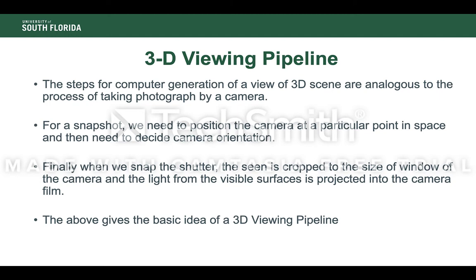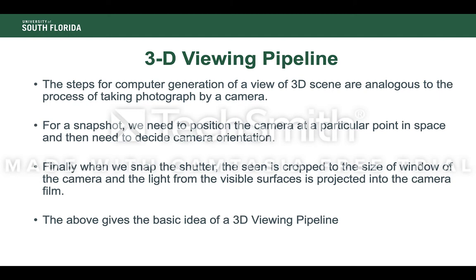The steps for computer generation of a view of a 3D scene are analogous to the process of taking a photograph with a camera. While taking a photograph, we need to position a camera at a particular point in space, and then we decide the camera orientation, how to make it face the subject and where the subject is standing. Then we finally snap the shutter, and the screen is cropped to the size of the window, and we have that photo in our mobile devices.